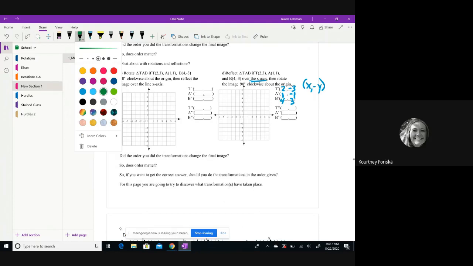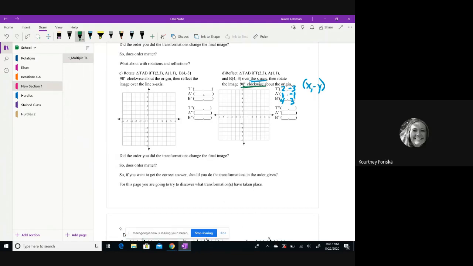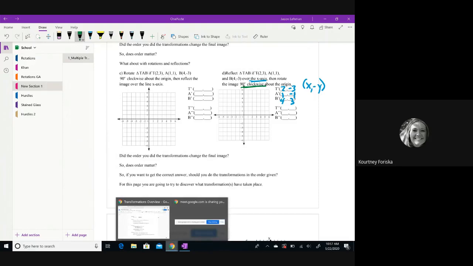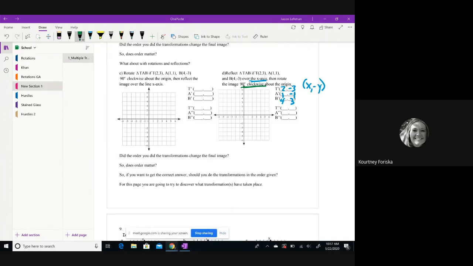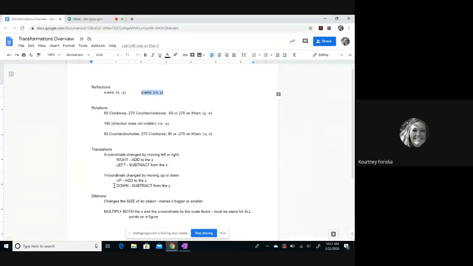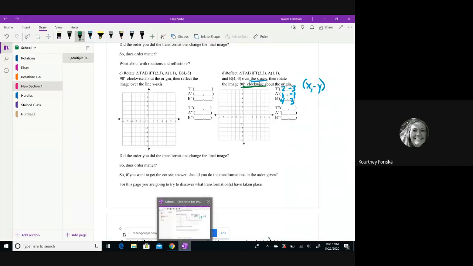Now, let's take a look at your rotation. So this is a 90-degree clockwise rotation. I'm not sure exactly what that rule is. Go back and look. 90-degree clockwise. Here it is. So going to use y, comma, the opposite of x. So y, opposite of x.